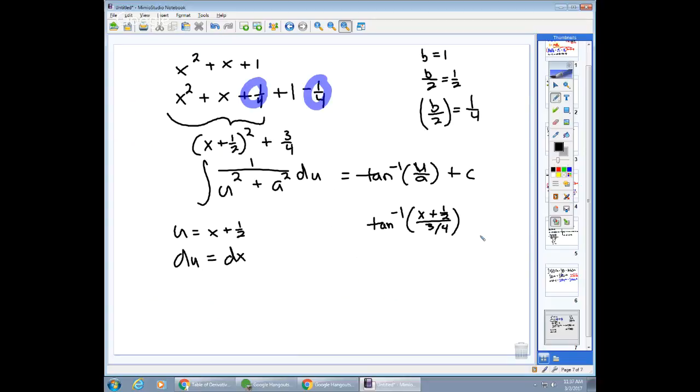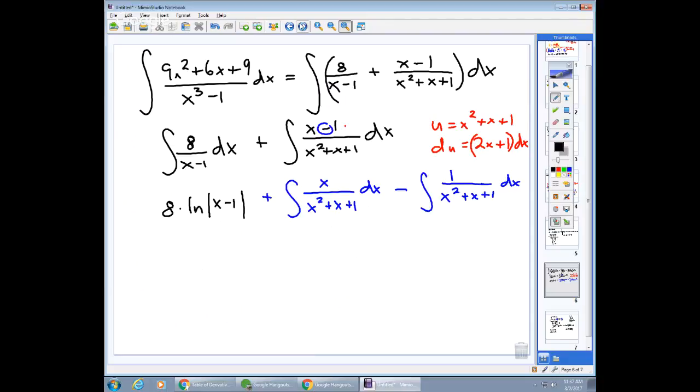Okay, we still have that other one to deal with, so I have to head back to this page over here. So we just found this antiderivative right here. So we're going to have a minus the inverse tangent of x plus 1/2, and we could clean that up a little bit algebraically, over 3/4. And eventually we're going to have a plus c. All right, we still have to figure out what to do with this one right there. What are we going to do with that one?